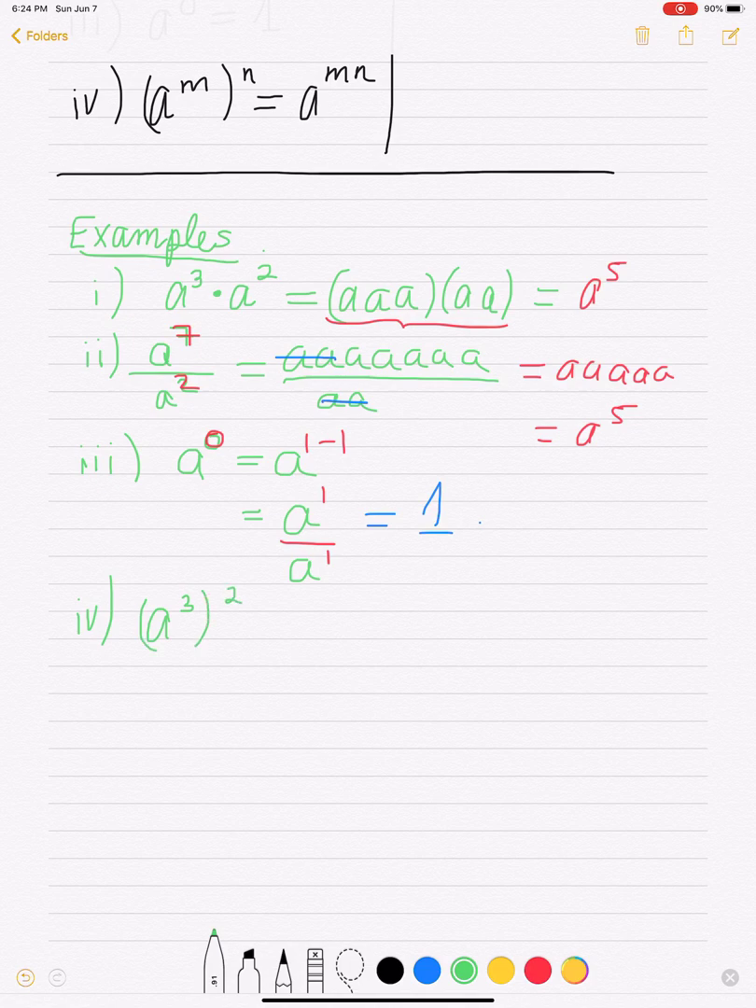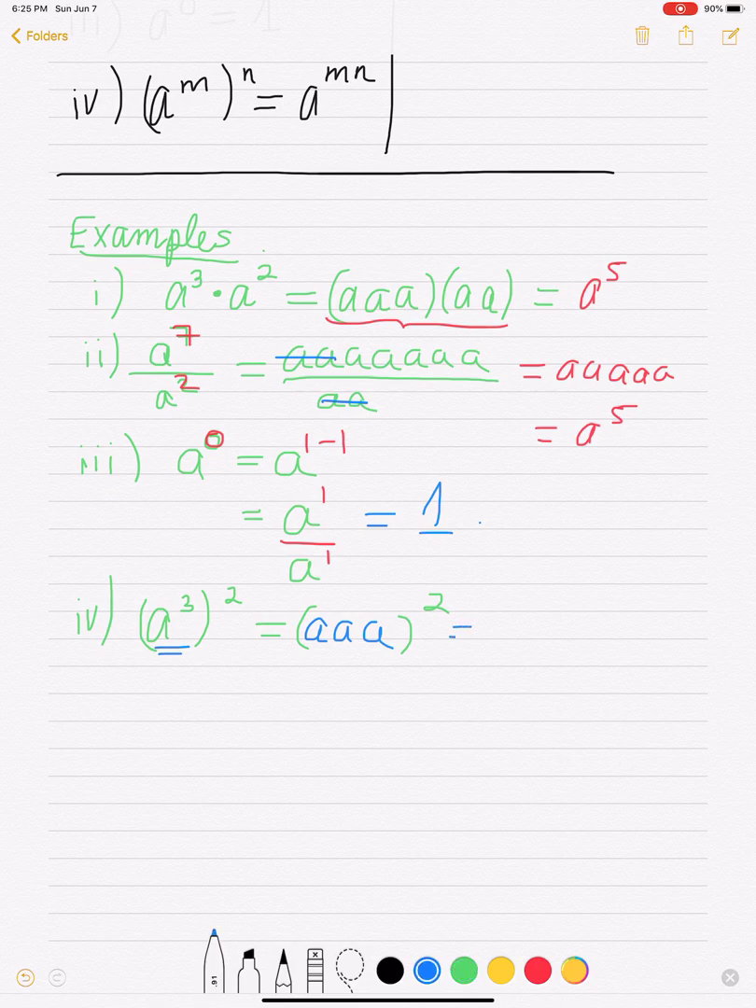A to the 3rd squared. First of all, let's focus on what A to the 3rd means here in the parentheses. A to the 3rd means triple A, right? A times A times A. Now on the outside of that parentheses, we got a square. So what does that square mean? That square means we have 2 copies of those triple A's, right?